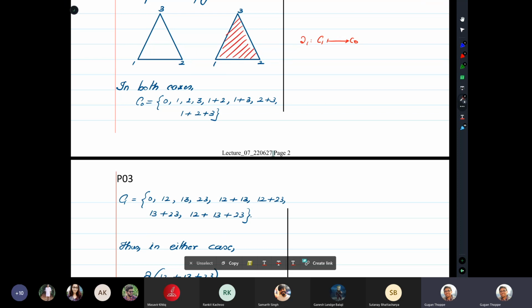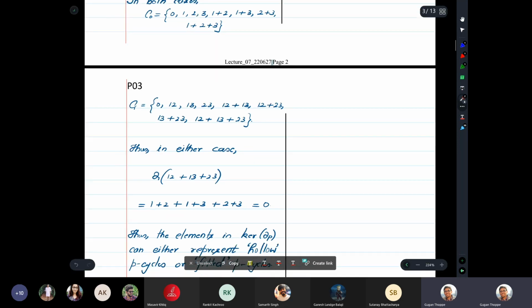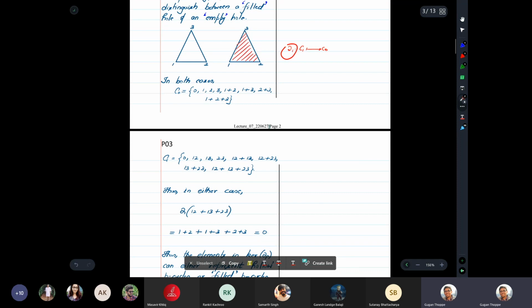If you are able to appreciate that, then it should be clear that since DABA1 only depends on C1 and C0, it indeed must be the case that if you take this one chain, that is 1, 2 plus 1, 3 plus 2, 3, which is this one chain over here or this one chain over here, in either case, if you give this one chain as input to DABA1, the output will be 0.